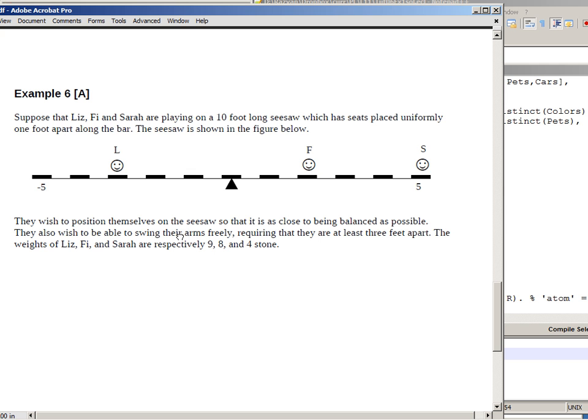It's this board that can swing like this, right? People sit at the ends, and they swing back and forth to create a bit of momentum, so they can swing either to the left or to the right. Here we have the problem. We have 3 girls with names L, F, and S. We're going to use the variables L, F, and S in our program. They're on a 10-foot long seesaw, which has a displacement of seats as you see there.